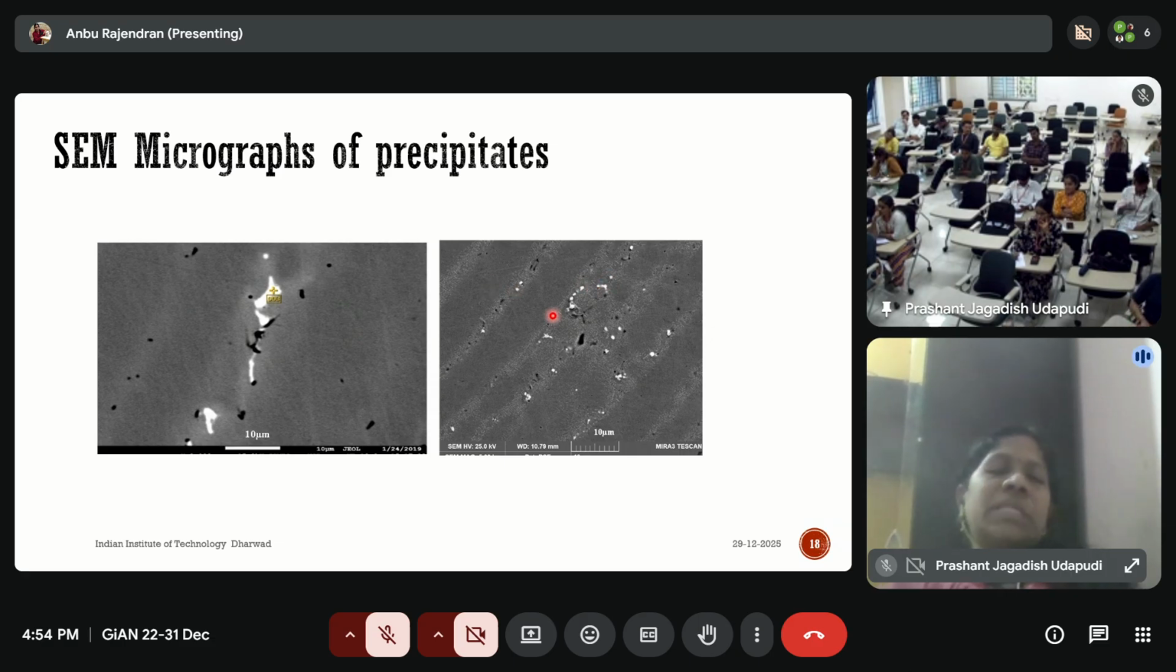Just to give the message, you can see the precipitates or any features even in the unetched condition, meaning as-polished condition, using the SEM machine.